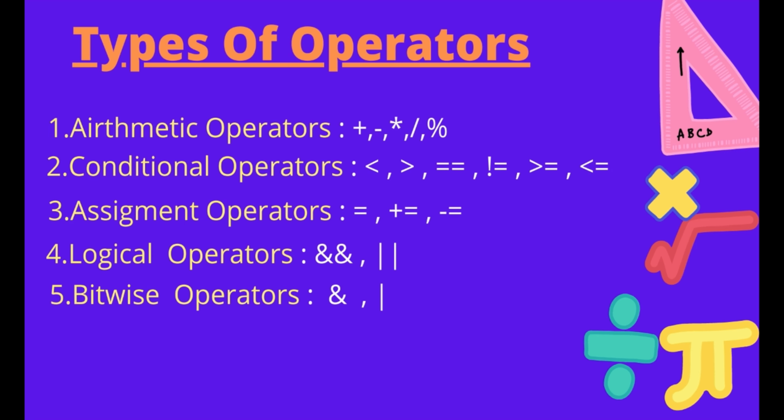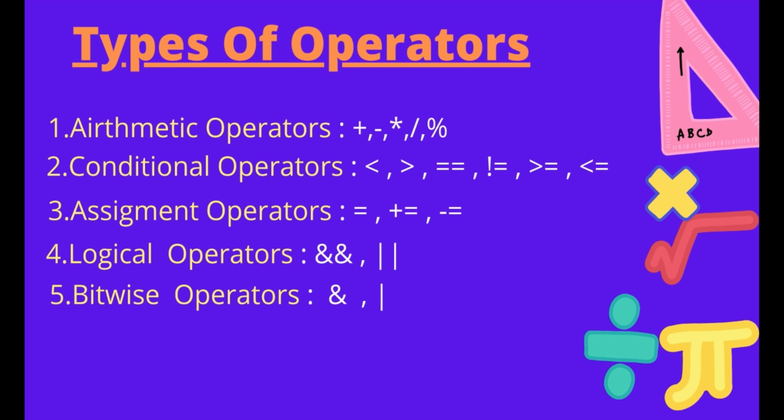Second is the conditional operator, which includes less than, greater than, less than equal to, greater than equal to. And also here, double equals to is used for comparison and exclamation equals to is used for not equal to comparison. Third is the assignment operator. Here, equals to is used for assignment, and others are combinations of arithmetic operator and assignment operator.